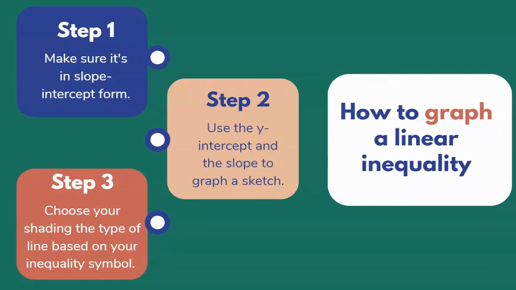So our first learning target is to be able to graph a linear inequality, and here are the steps that we will use to do that. First, we'll make sure that our linear inequality is in slope-intercept form, which is the format that we've been using to graph linear equations. Next, we will use our y-intercept and our slope to graph a sketch of our linear inequality. And third, we will choose what type of line and what type of shading to use based on the type of inequality symbol that we have.